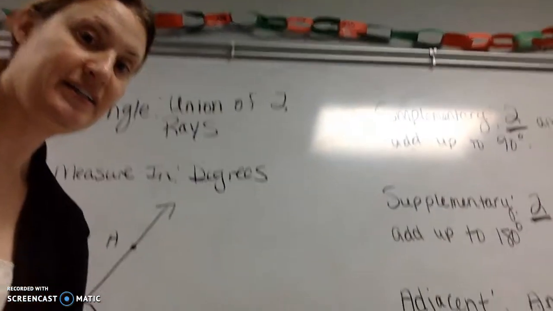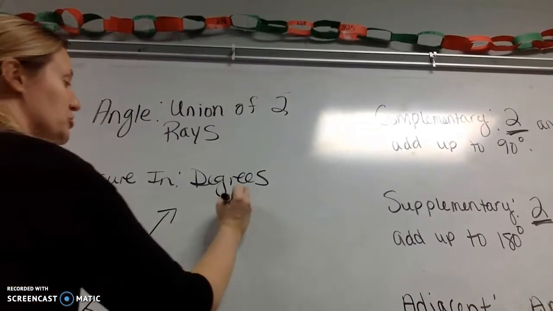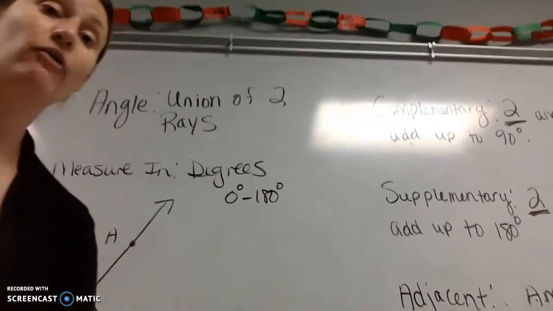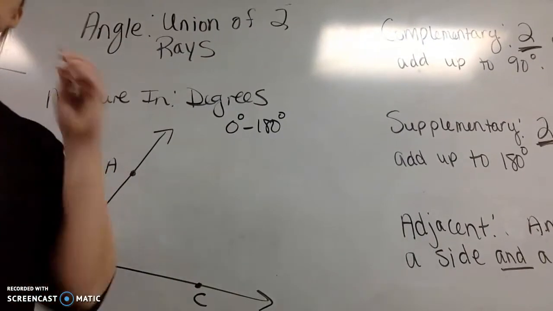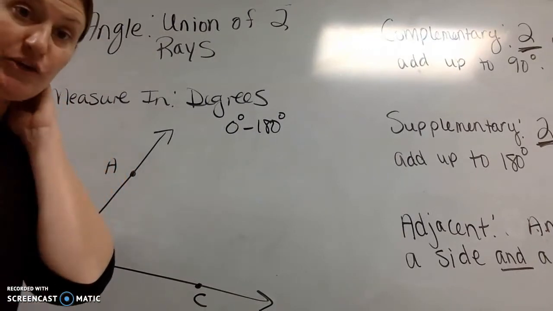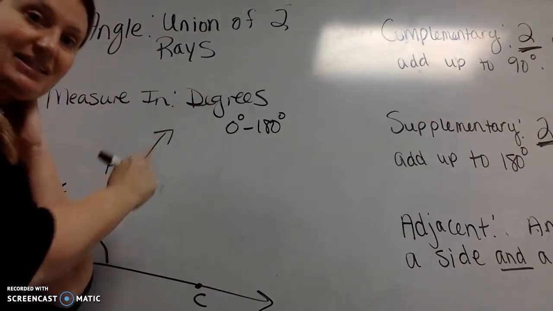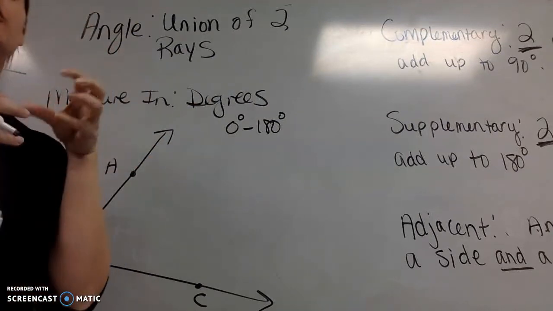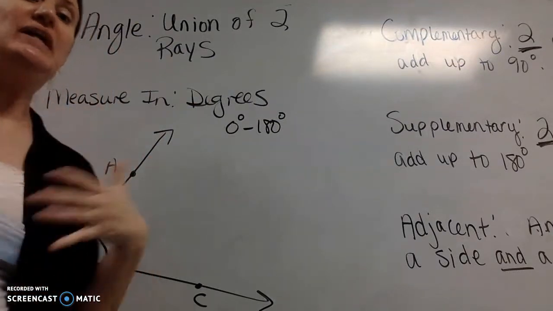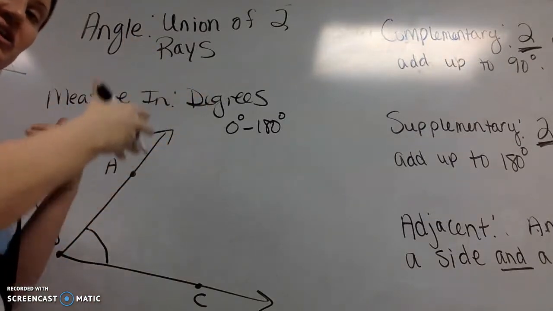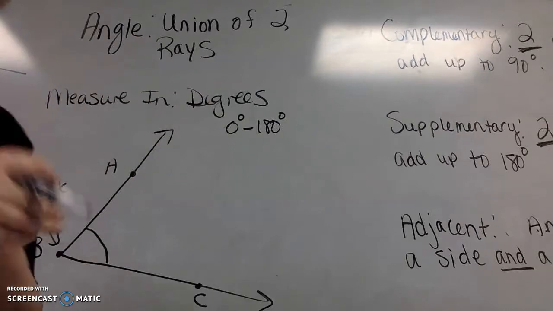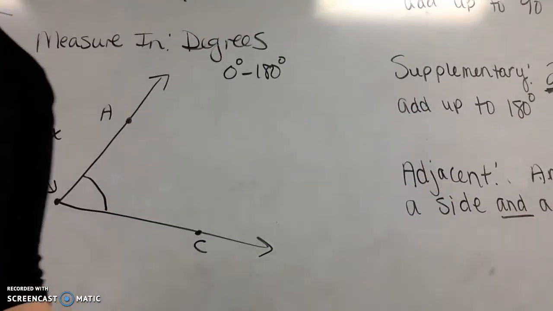Angles can only be 0 to 180 degrees. They cannot be any bigger or any smaller. Now, are there times that we have degrees bigger than 180? Yes, but that has nothing to do with angles. That has to do with rotations and circles. So I get that there are degrees bigger than 180, but when it comes to angles, they have to be 0 to 180 degree angle. Okay?